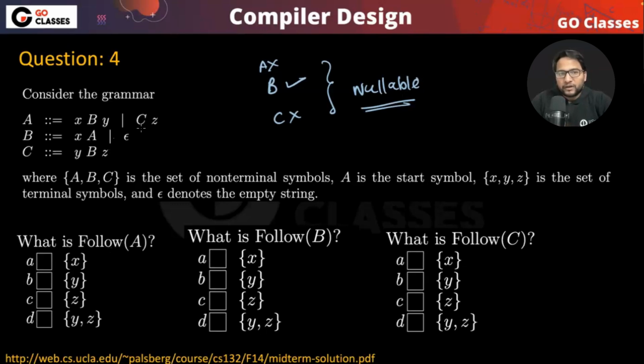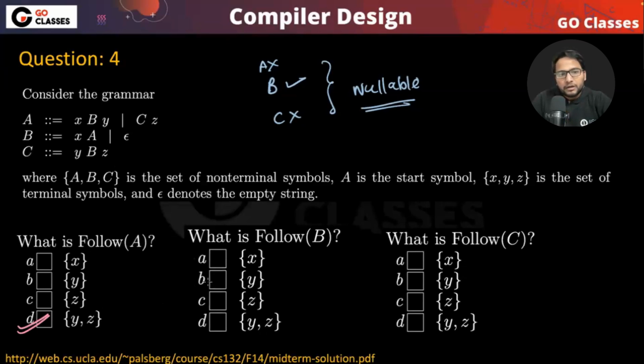Now, what is the follow of A? Where is A coming? Here A is coming, and where else is A coming? Nowhere else, right? They're not writing dollar, that's fine. But let's see, because of that, what is the follow of A? It will be the follow of B. So what is the follow of B? It will be small y and small z. So what is the answer here? D, right? There will be dollar also if A is a start symbol, but they are not writing dollar, so that's fine. They have not given whether A is a start symbol or not, so let's not worry about it.